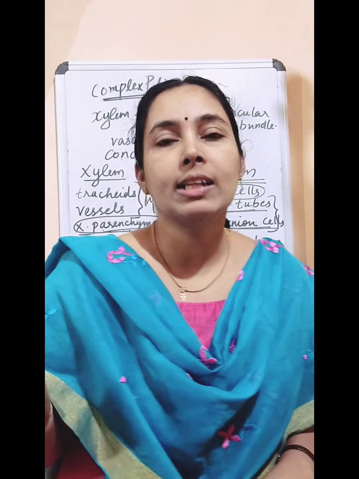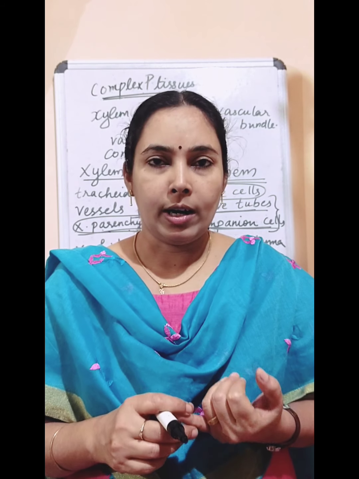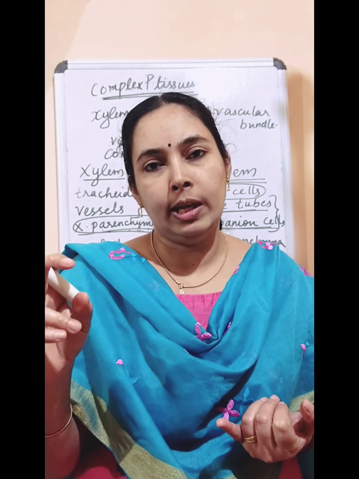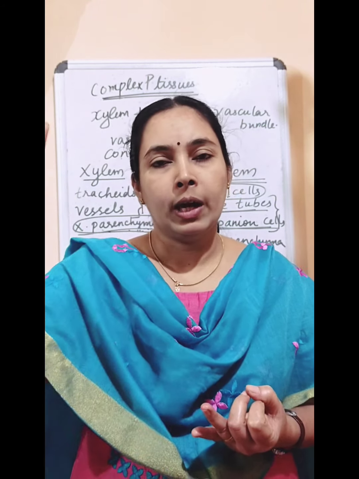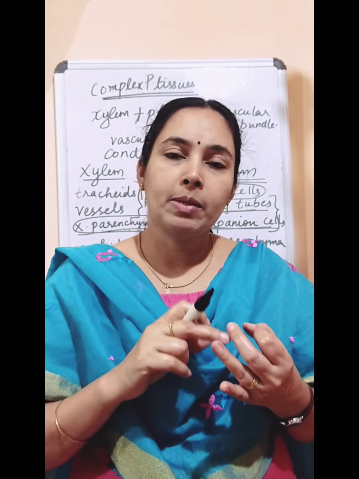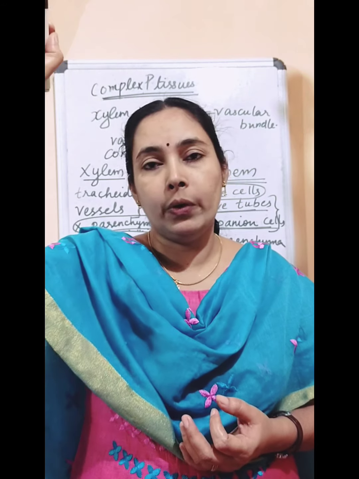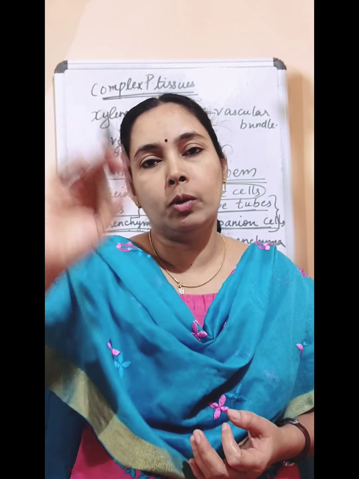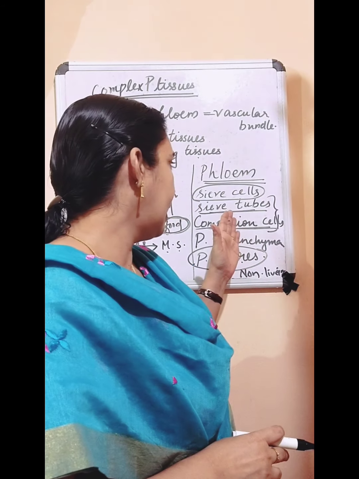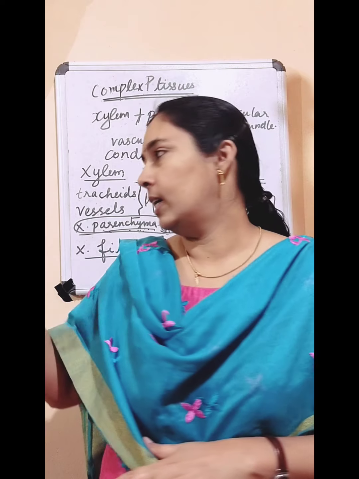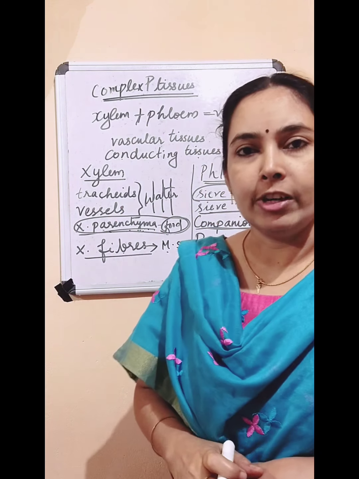Okay, so what are the differences between xylem and phloem? Xylem conducts water from root to leaves. Phloem conducts food from leaves to other parts of the plant. Xylem conducts water only in upward direction. Phloem conducts food in both directions. And in phloem, the main elements are sieve tubes and companion cells. In xylem, the main conducting elements are tracheids and vessels.